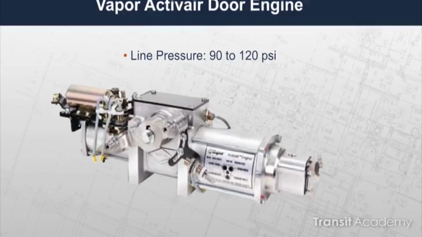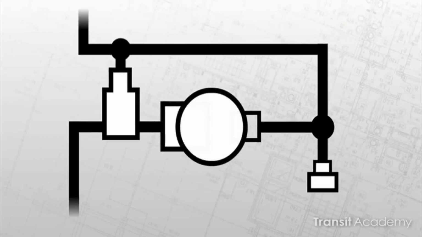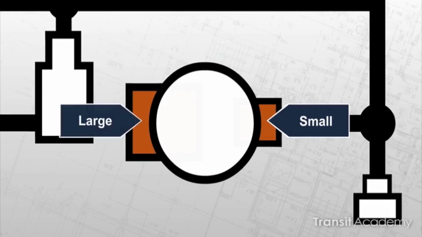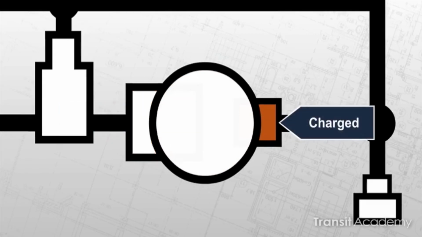You'll remember from the pneumatic schematic, the door engine looks like this. Here is the Activair engine. This engine contains two chambers, one small and one large. The small chamber is charged with a pressure of between 90 and 120 psi. Its pressure does not change during normal door operation.